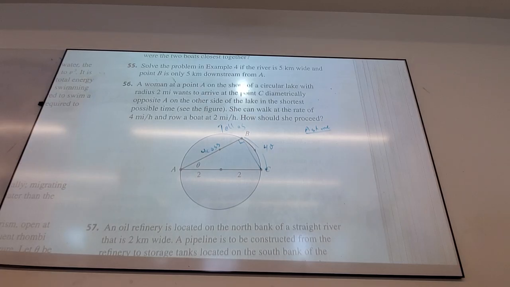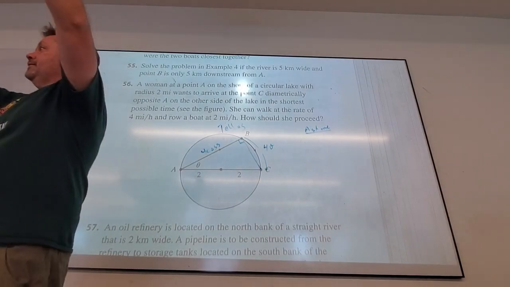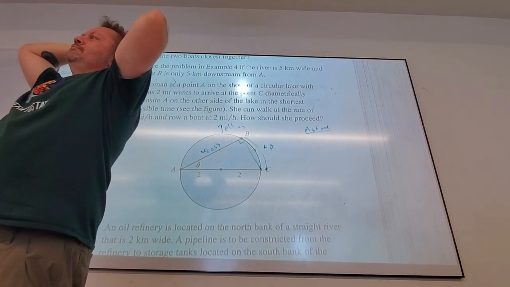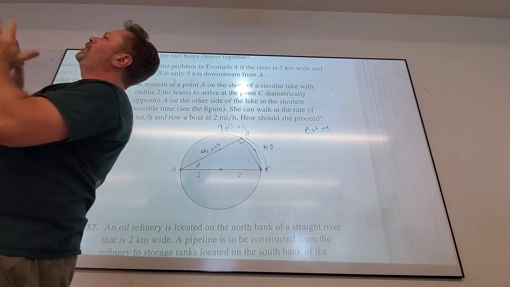So that would be 4 cosine theta. We want the time, yes? Oh, I love this problem. What's time?